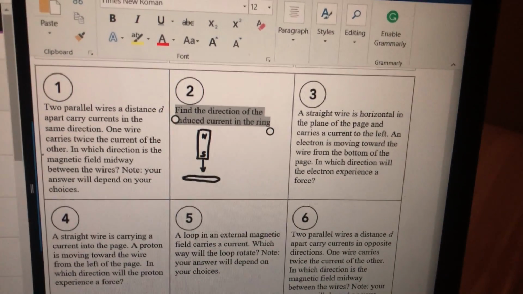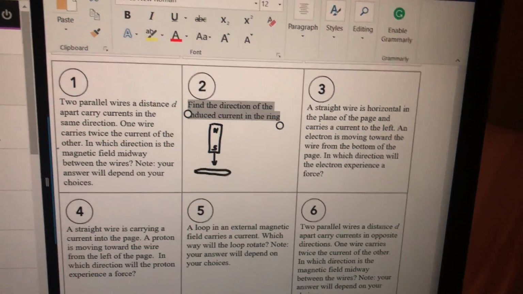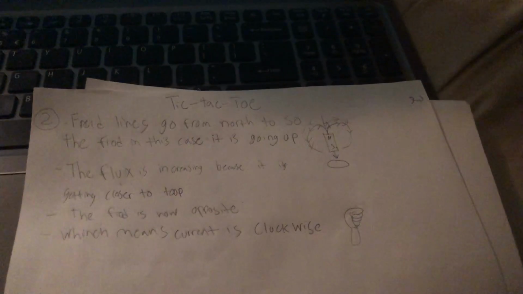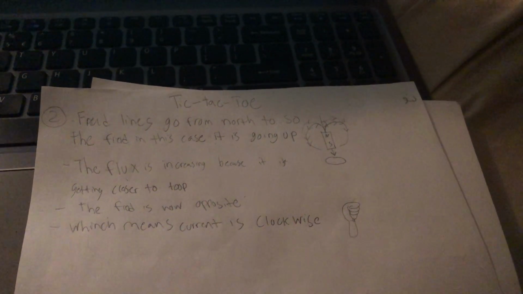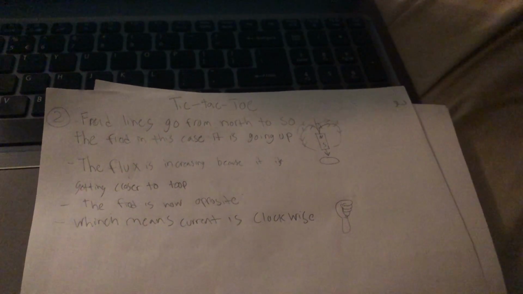Next, I chose 2, which says find the direction of the induced current in the ring. So we know that field lines go from north to south. So in this instance, the field would be going up, from north to south, so up. And we know that flux is increasing because we're getting closer to the loop. So that means the induced field will be opposite, which means we have to flip our thumb over, which means the current would be going clockwise.